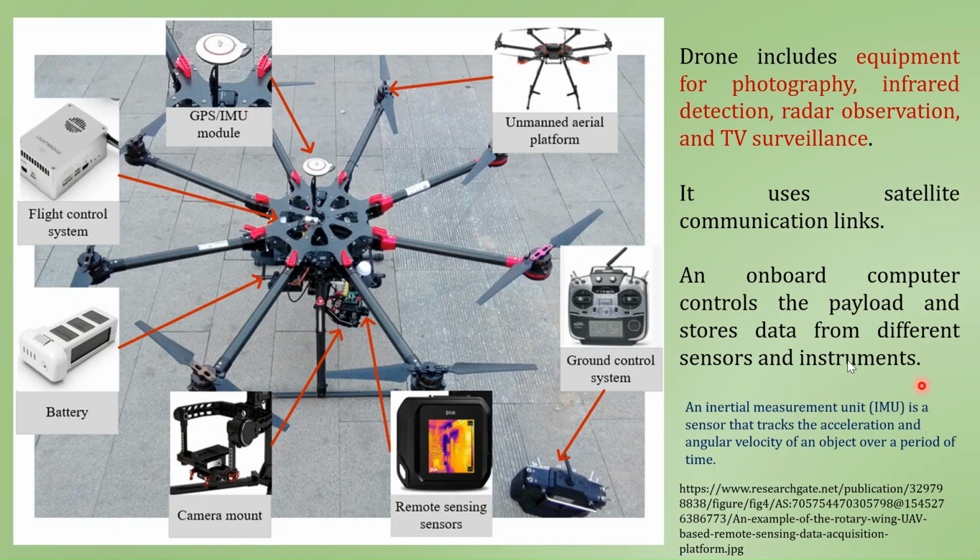So IMU is the inertial measurement unit, which is a sensor that tracks the acceleration and the angular velocity of the platform over a period of time. And these drones include the equipment for photography, infrared detection, radar observation and TV surveillance, and they utilize the satellite communication link. An onboard computer is there to control the payload and store the data from the different sensors and instruments.